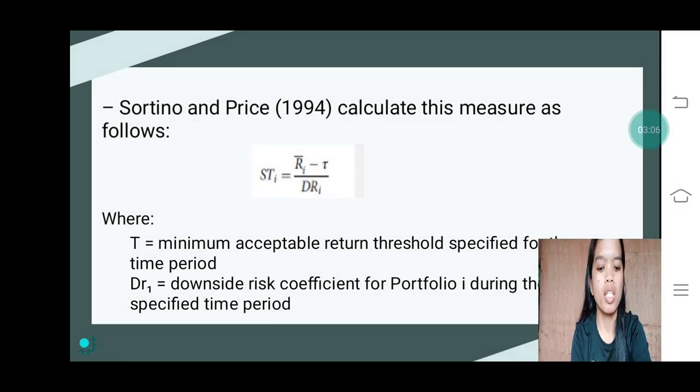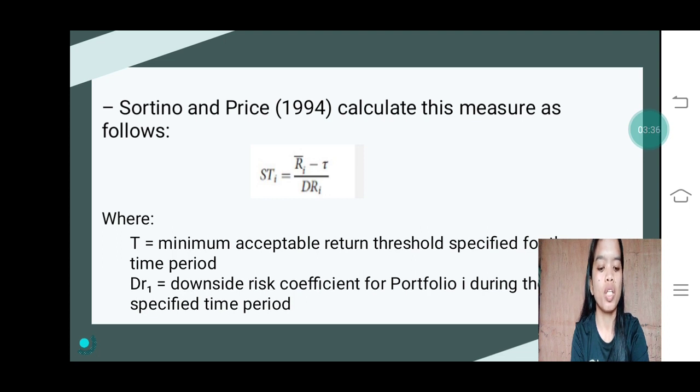Sortino and Price 1994 calculate this measure as follows. S_T,i equals R_i minus T divided by DR_i, where T equals the minimum acceptable threshold specified for the time period, and DR_i is the downside risk coefficient for portfolio i during the specified time period.